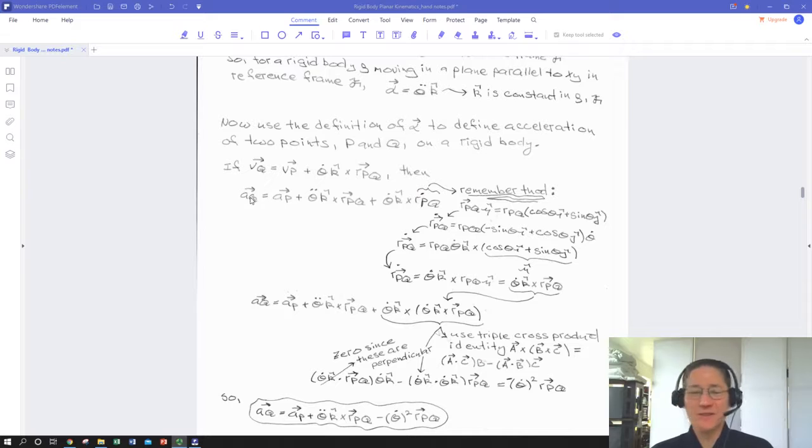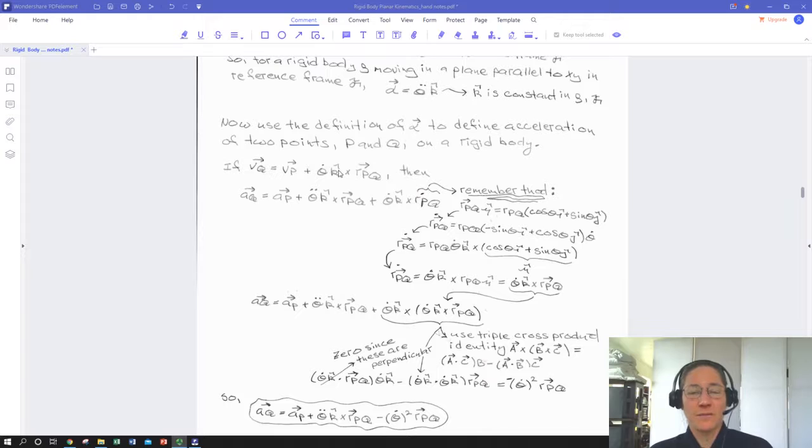Let's take the first time derivative. So we take the first time derivative of velocity, we're going to get acceleration. So we went from velocity of Q to acceleration of Q. And we're going to take the first time derivative of the velocity of P, and we're going to get acceleration of P. Now we're going to take the first time derivative of a product.